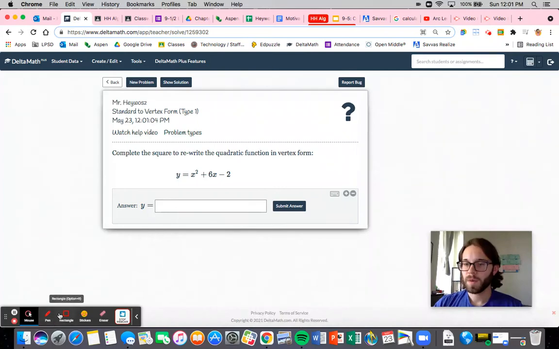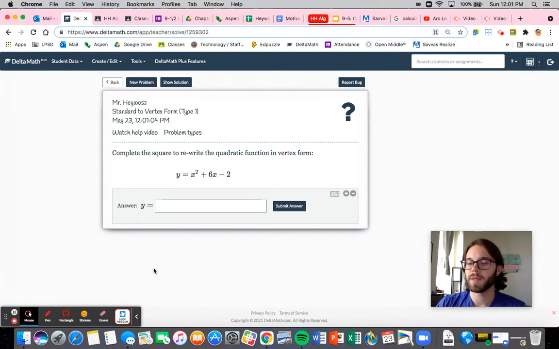Hi everyone, just wanted to take a moment to talk a little bit about converting from standard form of a quadratic function to vertex form of a quadratic function. So in the past, we did convert from vertex to standard, and that was relatively straightforward, right? We just had to multiply it out.